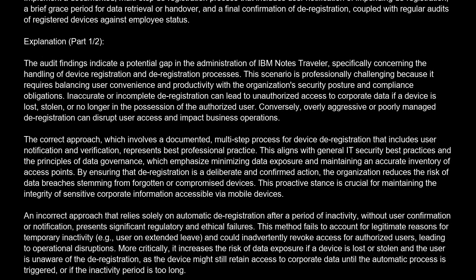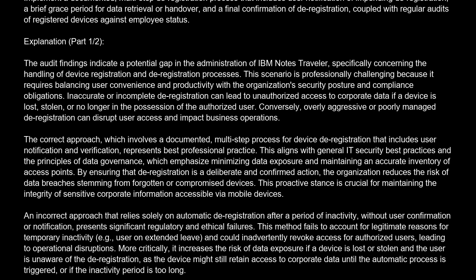The correct answer is C. Implement a documented, multi-step deregistration process that includes user notification of impending deregistration, a brief grace period for data retrieval or handover, and a final confirmation of deregistration, coupled with regular audits of registered devices against employee status. Explanation: the audit findings indicate a potential gap in the administration of IBM Notes Traveler, specifically concerning the handling of device registration and deregistration processes.